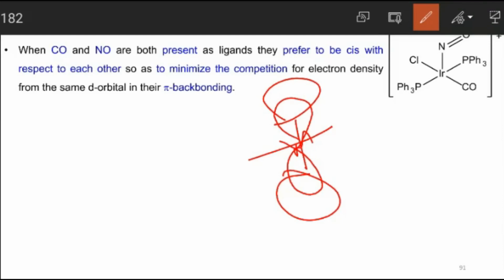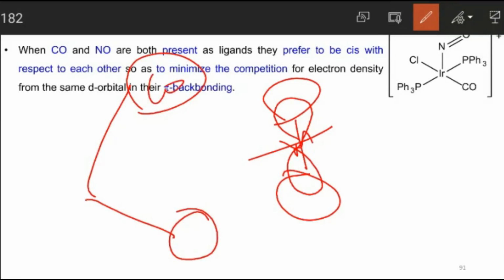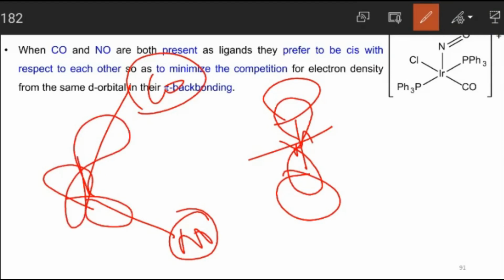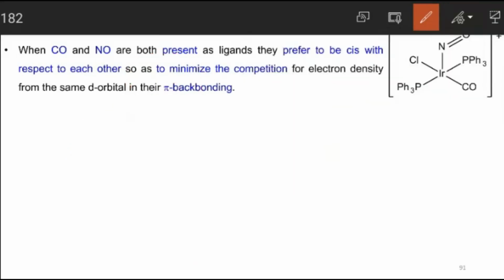Therefore, they decompose. But when they are put in the cis position, here carbon monoxide, here NO, this will actually contact with another orbital. This is actually contact with another orbital. Therefore, the pi accepting competition is minimized. Each and every ligand, like nitrosyl and carbon monoxide, will equally accept the pi electron density from the metal center. Therefore, they will not disturb the metal center, and they become much stronger. So if you are given a choice, they are always preferred to be in cis position in order to minimize the competition for the pi back bonding from the same orbital.